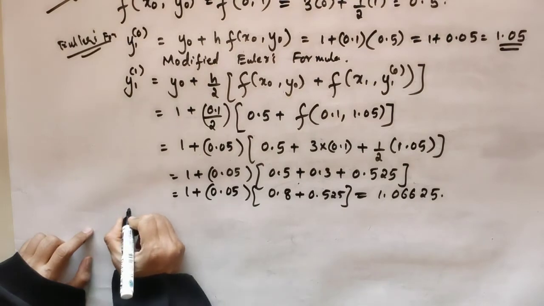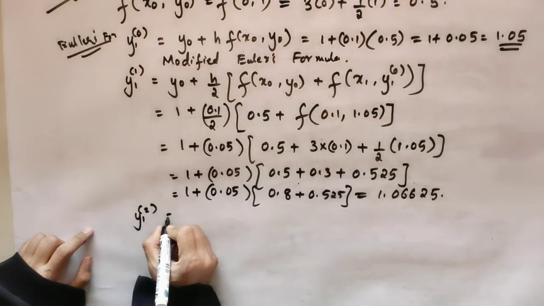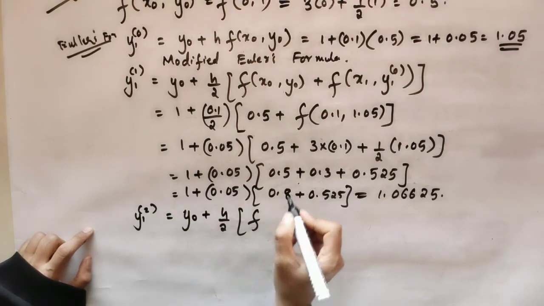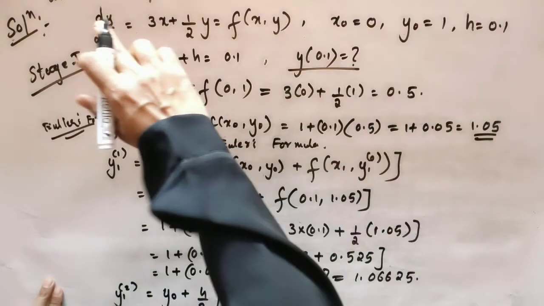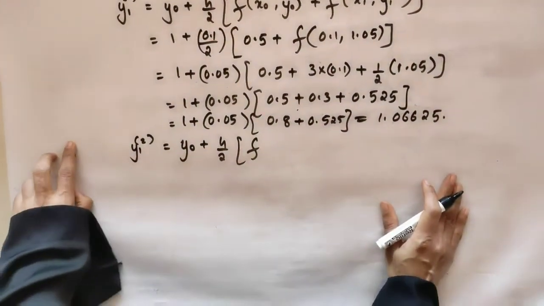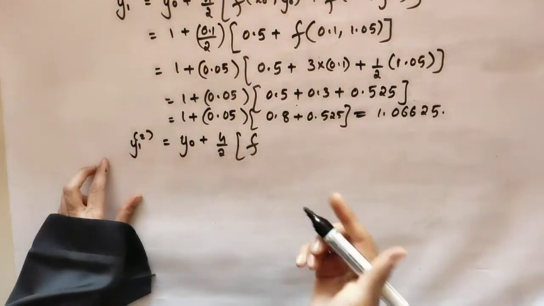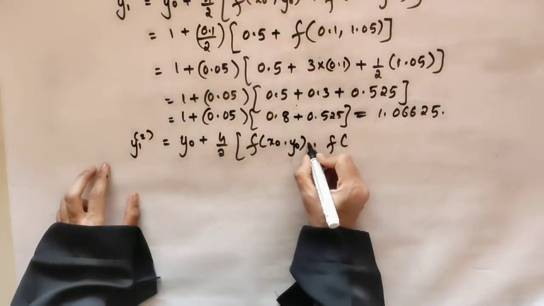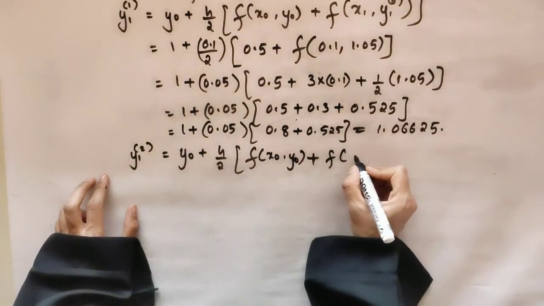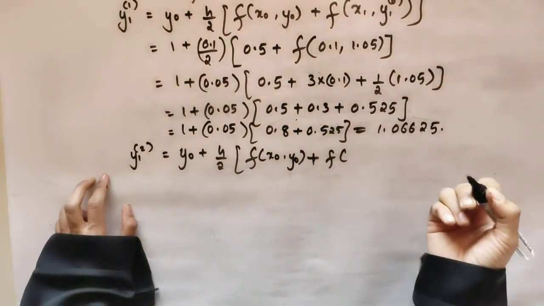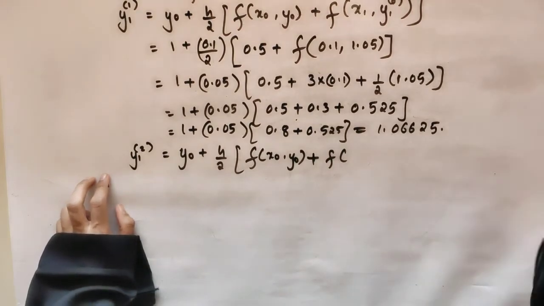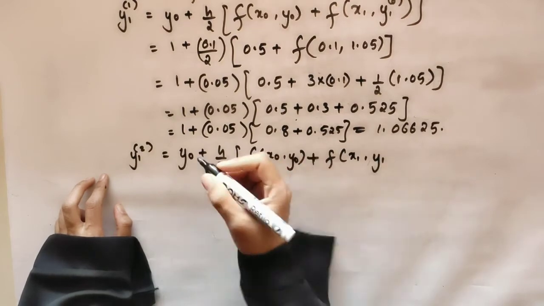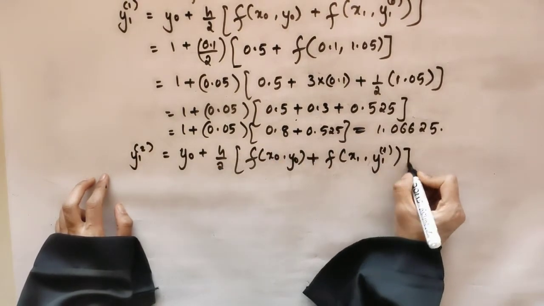Now let us work for y1 second approximation. Use the formula again, y0 plus h by 2. Because it has been said in the question, perform 3 iterations in each step, we are going to work for y1 third approximation and then switch to the next stage. Most of the time it will be mentioned. If it is not mentioned, it is better to do up to 3 approximations or 3 iterations. It is safe. Your marks will not be deducted. So better if you go for the third approximation even if it is not mentioned.